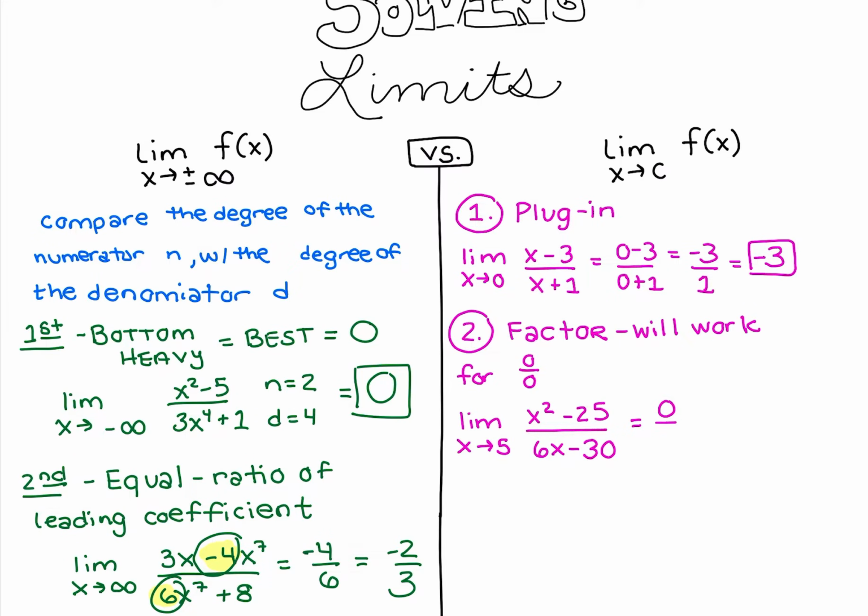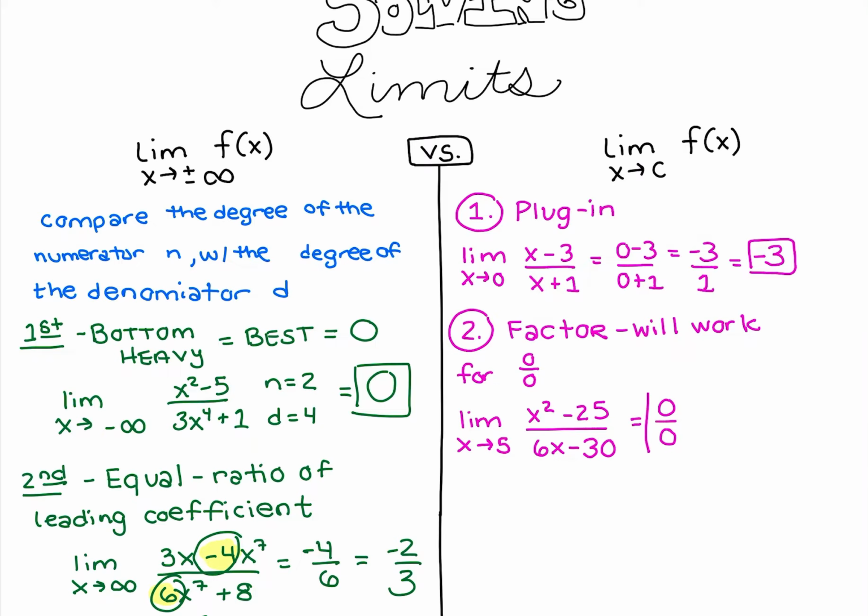If this comes out to be 0 divided by 10, my answer is 0, and I am done with the problem. But when I plug into the bottom, 6 times 5 is 30, minus 30, we get 0. So this is not going to be our final answer. This is going to be our case. This is going to indicate that we have a hole in the graph.